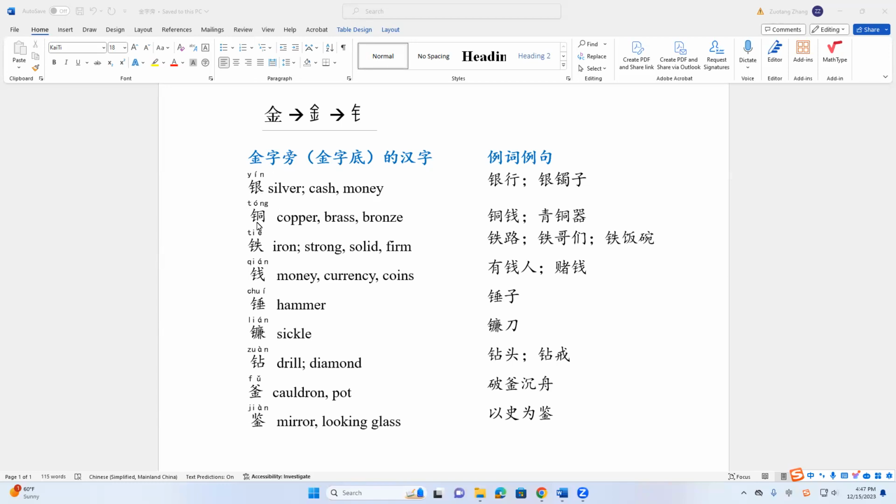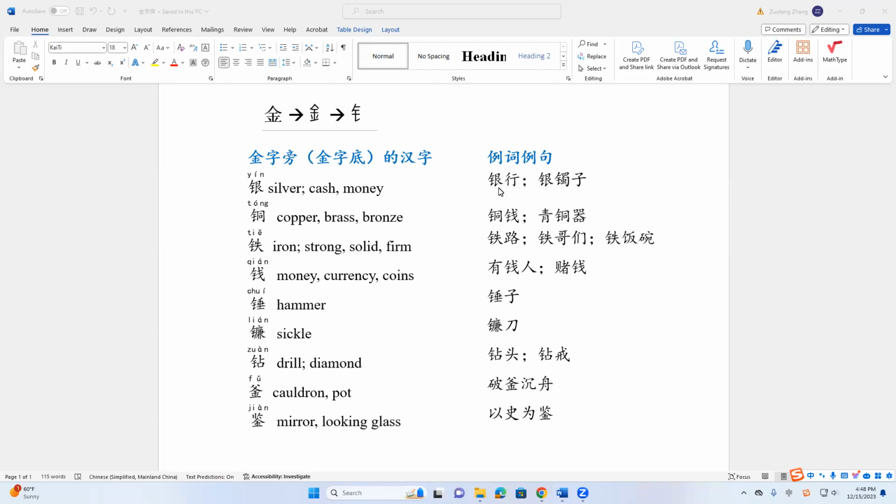Let's go over it one more time. 银、铜、铁、钱、锤、镰、钻、斧、剑. Now please read after me. 银、铜、铁、钱、锤、镰、钻、斧、剑. Example words or sentences.